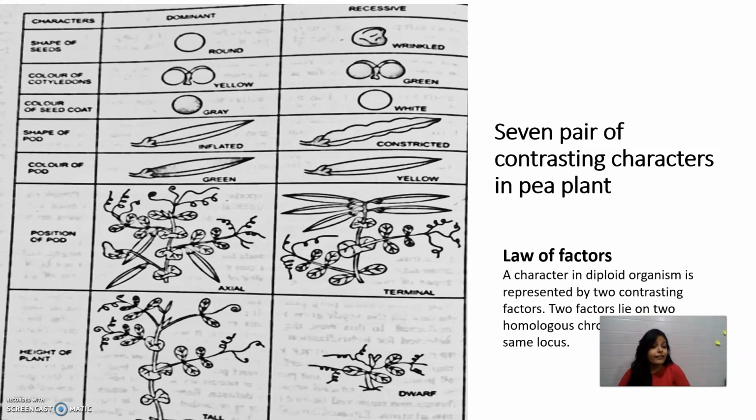The law of factors says that each character is represented by 2 contrasting factors in a diploid organism, and these 2 factors lie on the homologous chromosomes at the same locus. They are also called alleles, but Mendel called them factors. Here the dominant and recessive characters of all these 7 characters are given. Suppose for the shape of the seeds, the round shape is dominant and the wrinkled one is recessive.